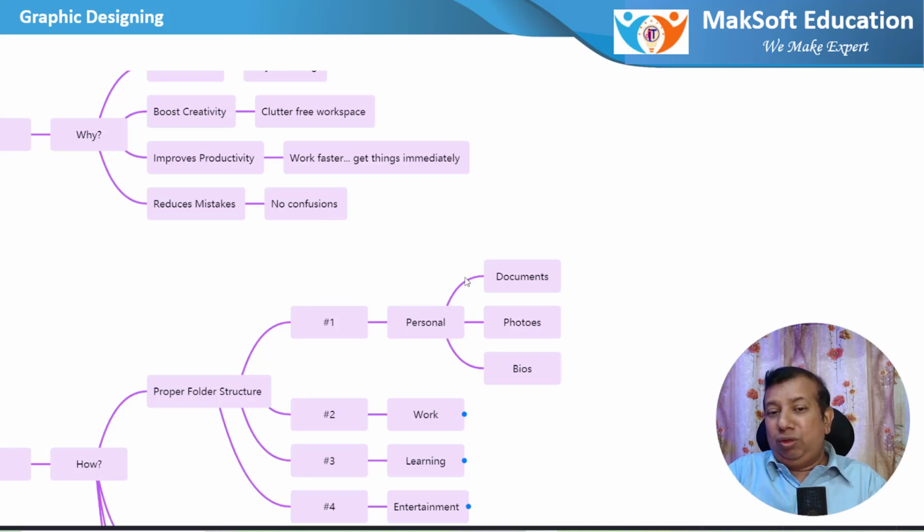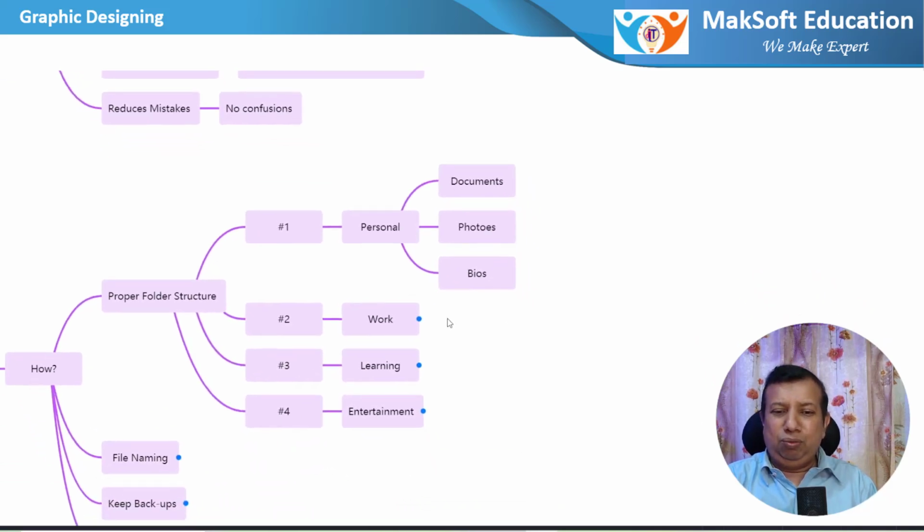The photos, here I am talking about personal photos, your own ID card size photos, or different event photos, or photos that you may require frequently, you can keep in a photos folder. And then you can keep other documents like your bio or any other information about your personal life in these 3 folders. So whenever you are searching for personal files, you can directly come to this folder and search for your expected document. Now the second folder, that is very important, is the work folder.